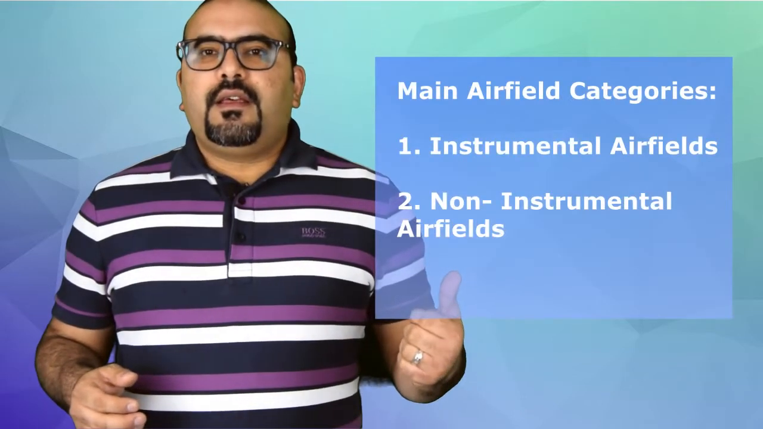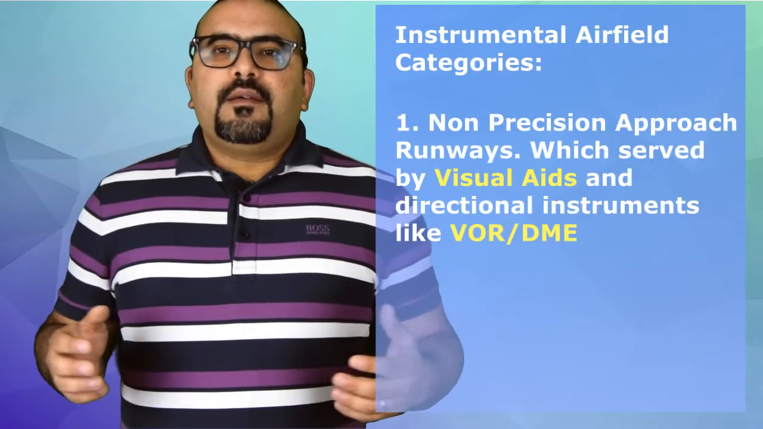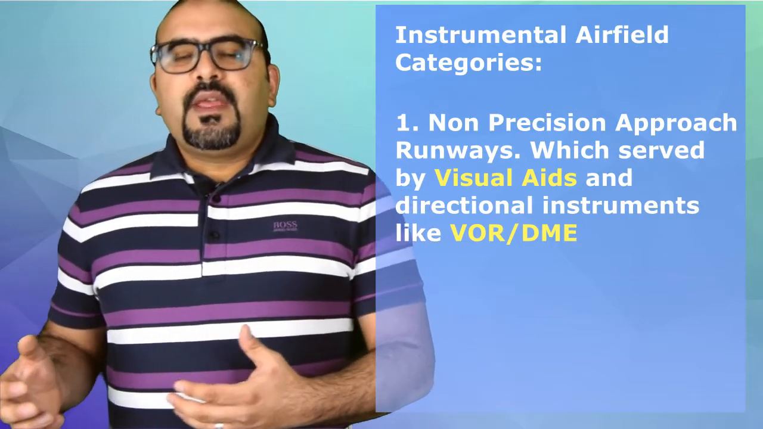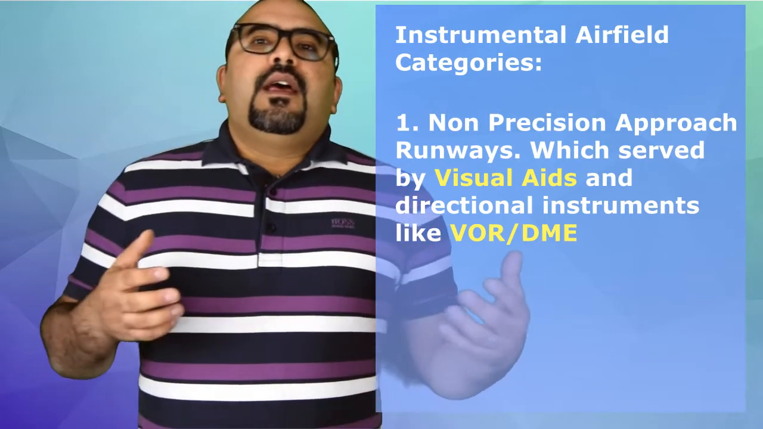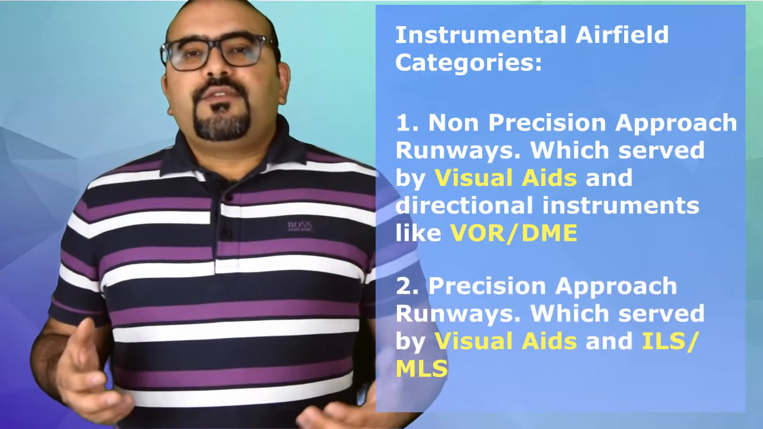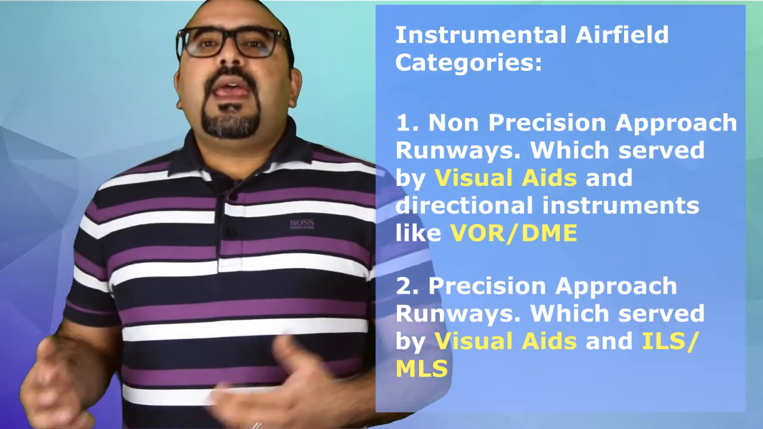There are two main airfield or airport categories: instrument airfield and non-instrument airfield. The non-instrument airfield depends only on visual aids. No type of instrument is serving that type of airfield. The instrument airfield has two subcategories, which are the non-precision approach runway and the precision approach runway. The non-precision approach runway is a runway served by visual aids and directional instruments like VOR, DME. The precision approach runways are served by visual guidance aids and ILS.